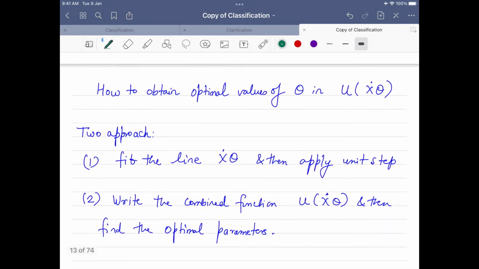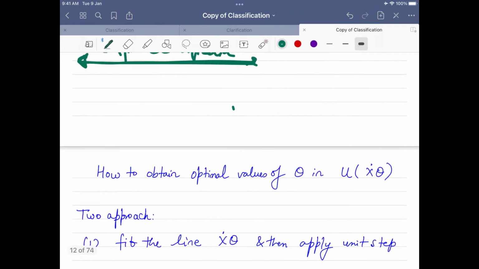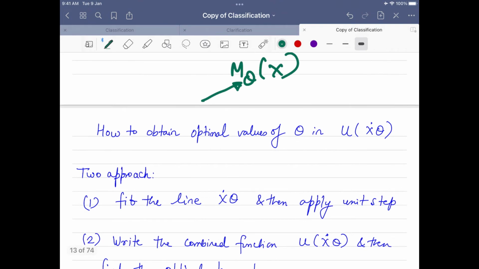So now the important thing is how to obtain the optimal values of theta that you have in this model, which is over here. If you recall, in case of linear regression, we had h theta x and we were finding the optimal values of theta for this h theta x. In the similar way, we are targeting the same objective, that is how to find the optimal values of theta in this x dot theta for this model. So this is again h theta x, but it is for classification, not for regression. So this model will not be used for regression, it is only used for classification.